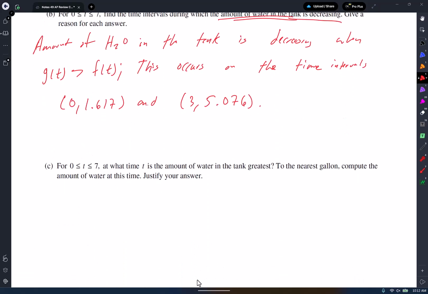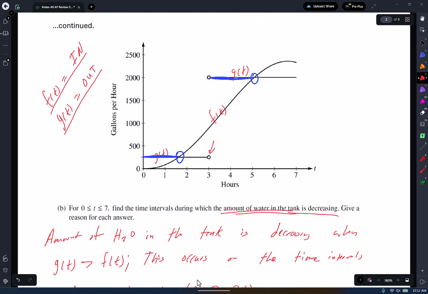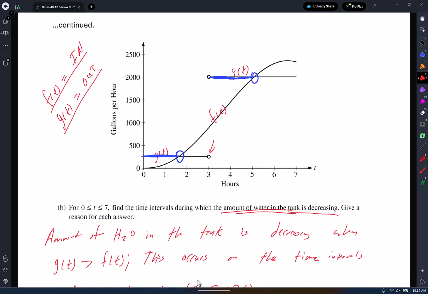Between 0 and 7, at what time t is the amount of water in the tank the greatest? To the nearest gallon, compute the amount of water at this time. Justify your answer. Okay, I don't know. Let's just look at this graph and see what's up. So from 0 to 1.617, the amount of water is decreasing, right?